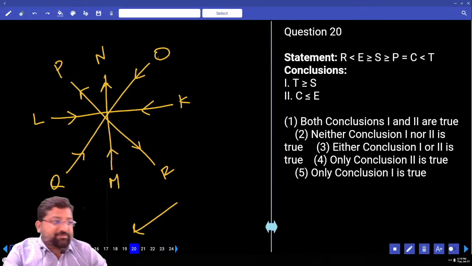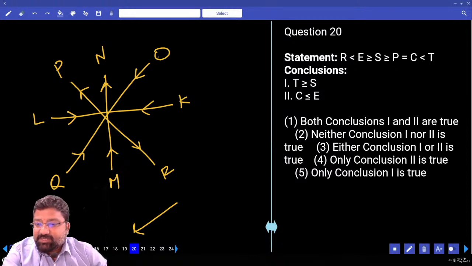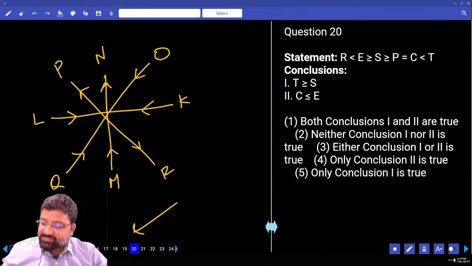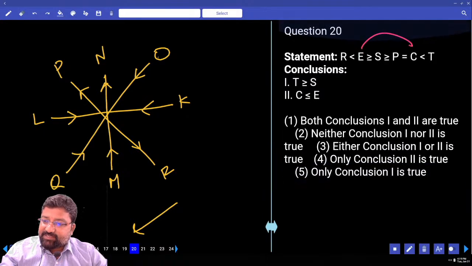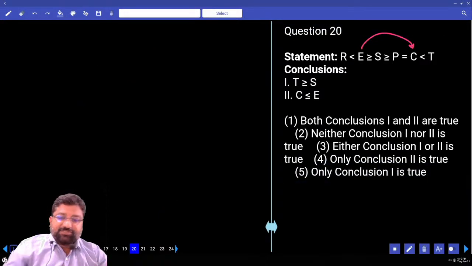One question on coded inequalities. Let us see. T greater than or equal to S. What's the problem with T and S? Opposite symbols. C less than or equal to E. What's happening between E and C? E is greater than or equal to C. Reverse, C less than or equal to E.